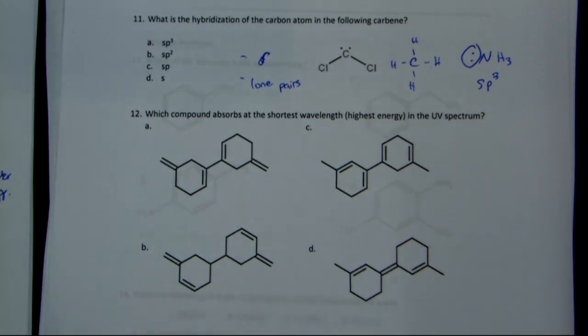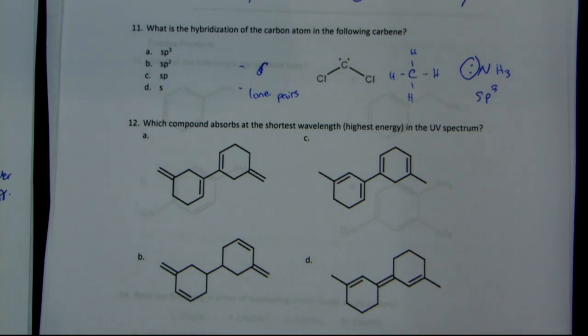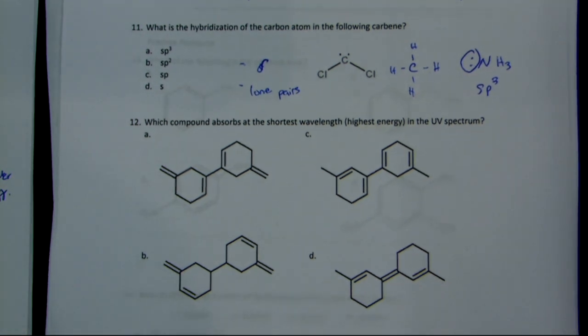is which compound absorbs at the shortest wavelength, highest energy, in the UV spectrum? So wavelength and frequency are inversely related if you've taken physics. So higher frequency is higher energy and lower wavelength. Higher wavelength is lower energy. Yes, thank you. They're opposite. Yes, that's what I'm trying to say.